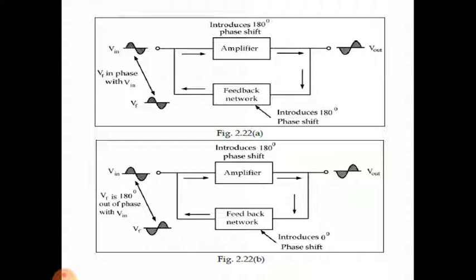Now figure 2.22b, the same circuit but with a different phase shift. The feedback network introduces 0 degrees phase shift. In that case, Vf is 180 degrees out of phase with Vin. So the first diagram is in phase and the second diagram is out of phase because of the feedback network phase shift. In the upper diagram the feedback network introduces 180 degrees phase shift. In the lower diagram the feedback network introduces 0 degrees phase shift.